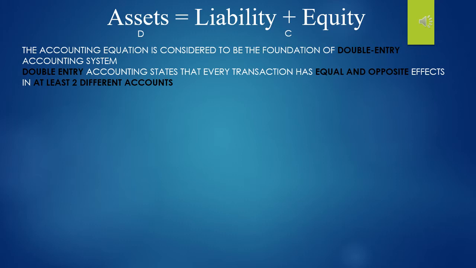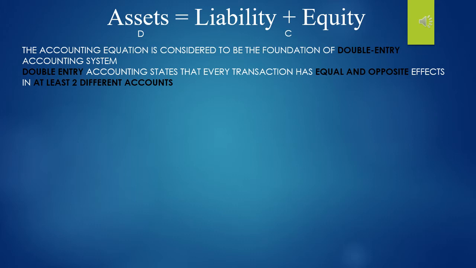To help you write down journal entries, you should think of assets as debits and liabilities and equities as credits. So, if you want to increase your assets, you add the assets to the debit side. Okay? If you want to increase liability, you add them to the credit side. On the other hand, if you want to decrease assets, you take them from the debit side and you put them onto the credit side.